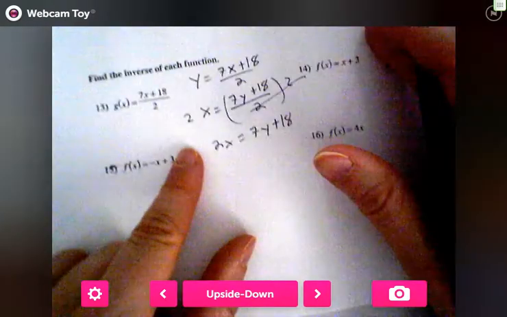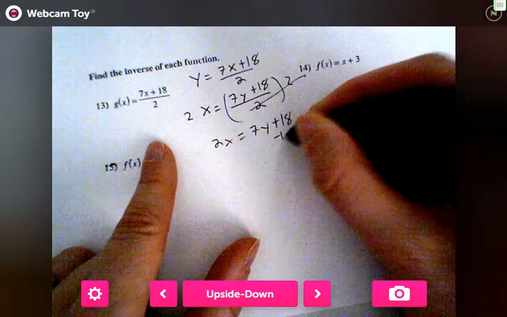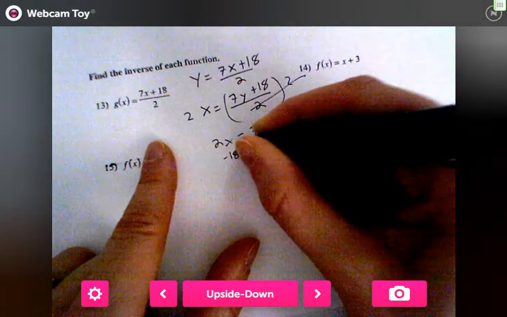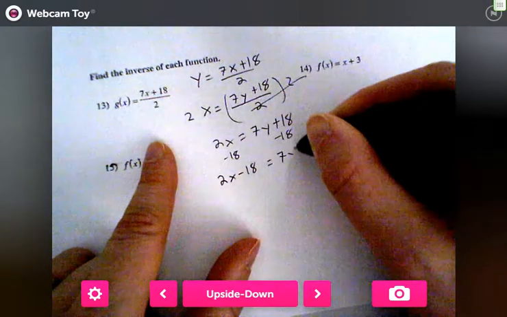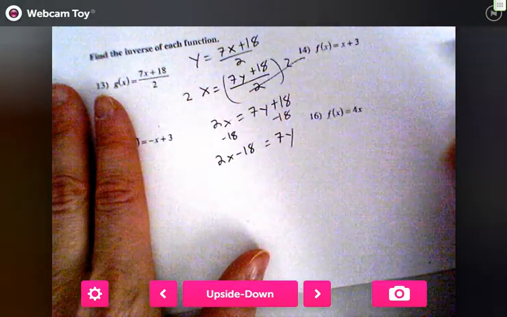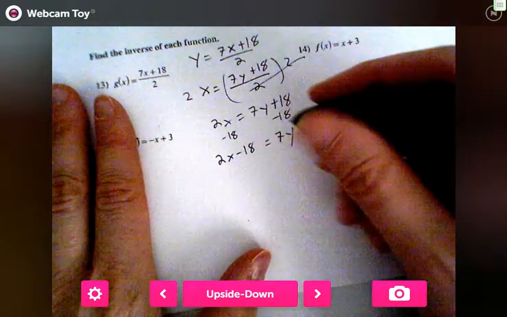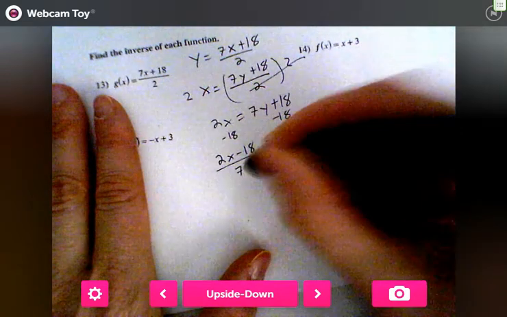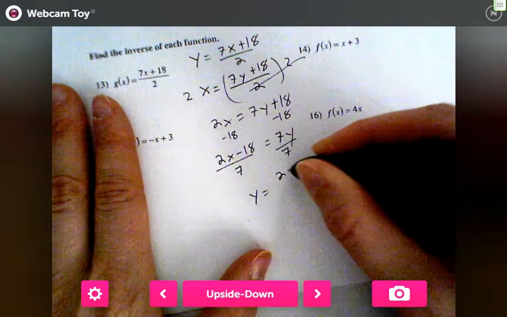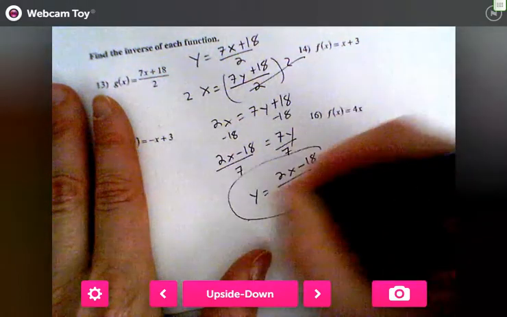Now what do I do next? Subtract. Subtract what? 18. Good. So I get 2x minus 18 equals 7y, and what do I do next? Divide by what? 7. So I get y equals 2x minus 18 over 7 is my final answer. That's my inverse.